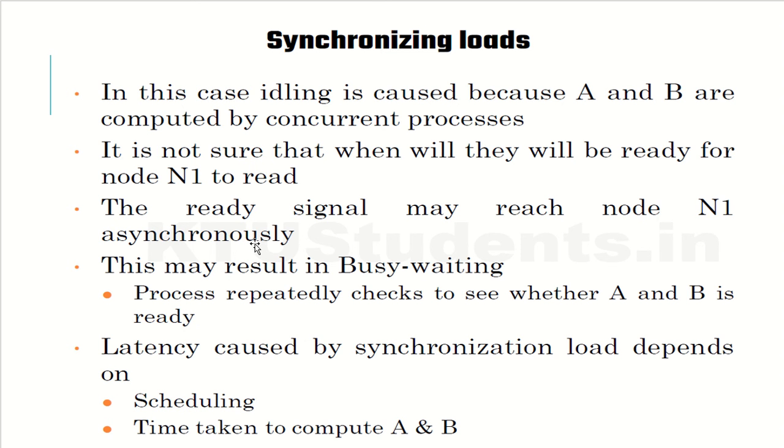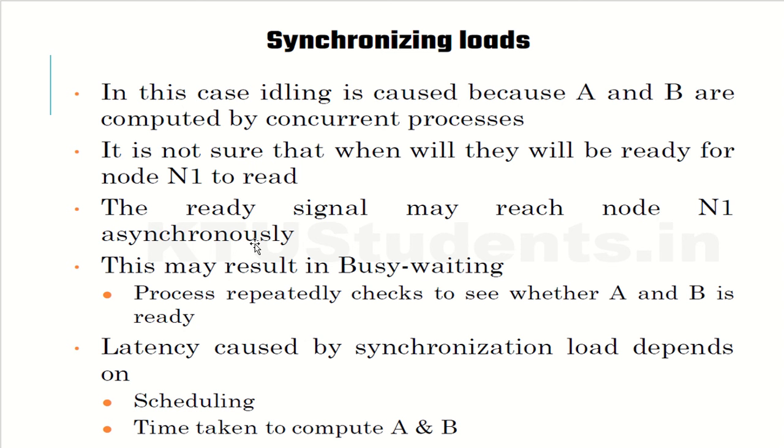So the ready signal may reach the node N1 asynchronously, which means the ready signal from N2 and the ready signal from N3 may reach N1 at different times. And then you have a particular type of waiting which is called busy waiting, which means the processor will have to check again and again whether A and B are both available.